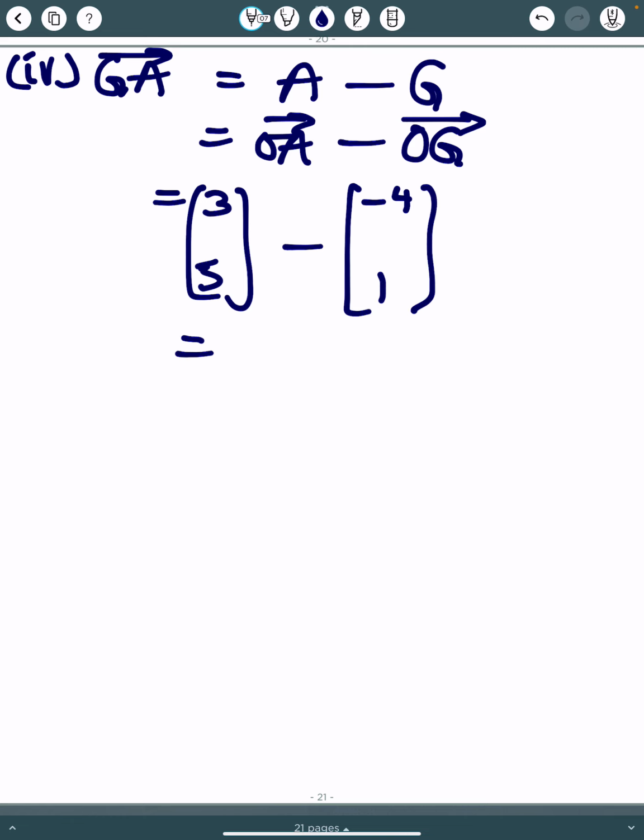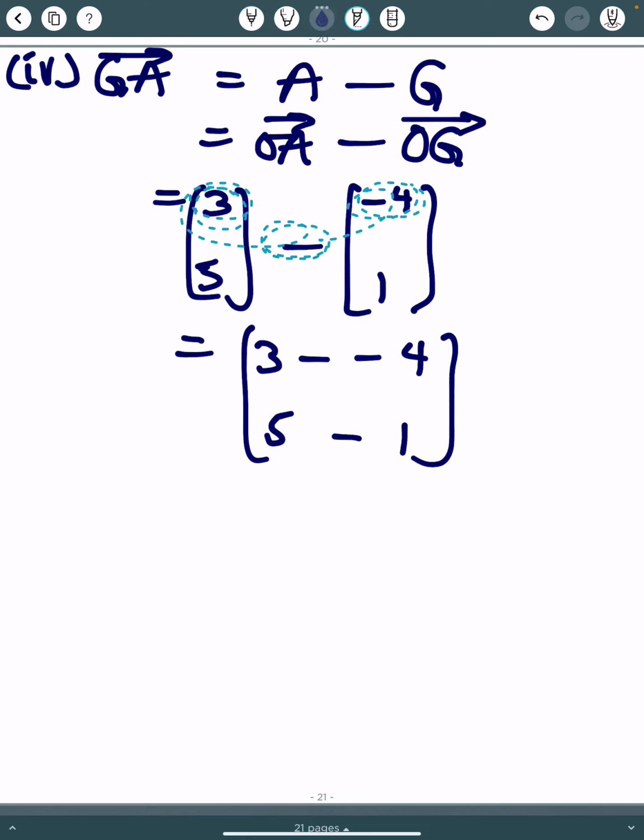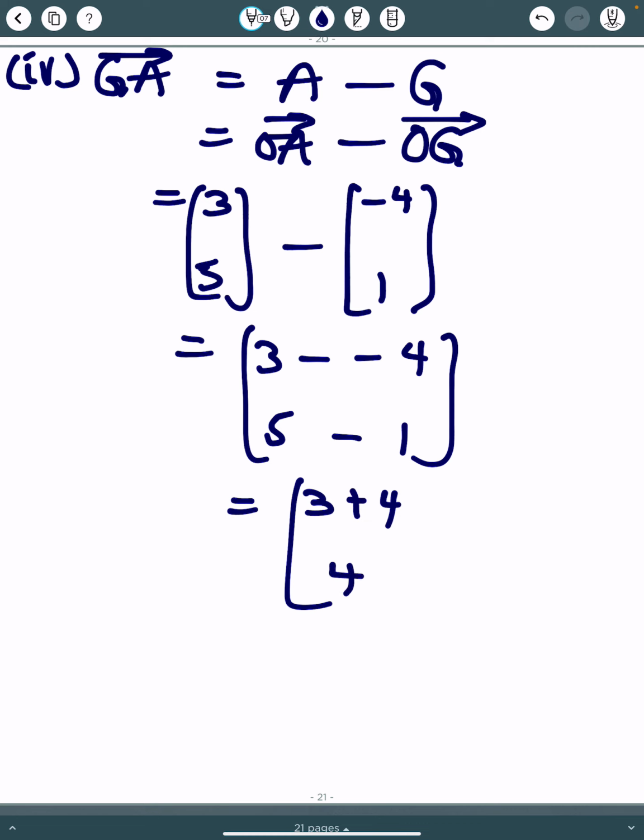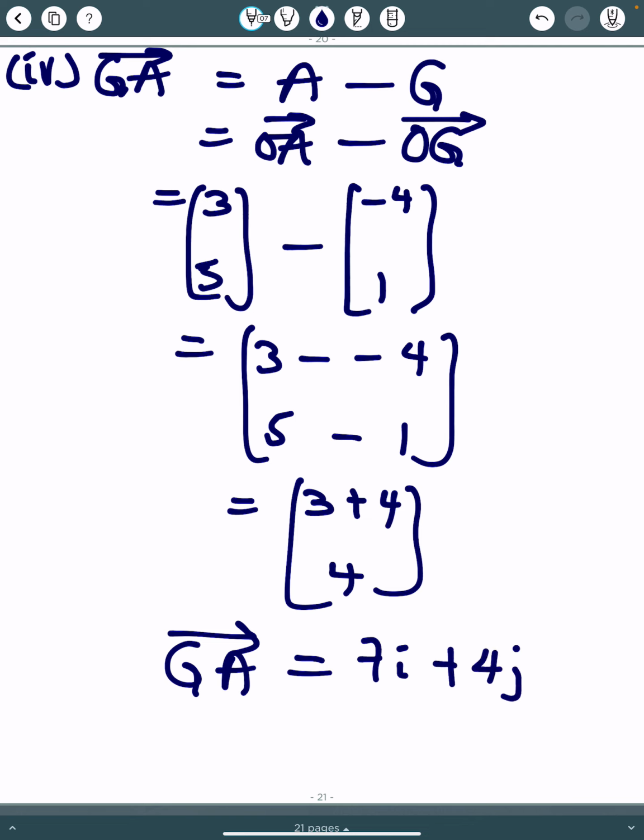So to find vector GA, I'll do OA minus OG, which will give me 3 minus minus 4 for the x coordinate, and for the y coordinate, 5 minus 1. 3 minus minus 4 is 3 plus 4, which is 7. 5 minus 1 is 4. So vector GA, the relative vector of A to G, is 7i plus 4j. I'll go ahead and draw a diagram for that now.